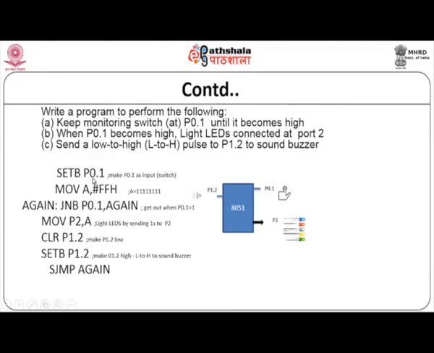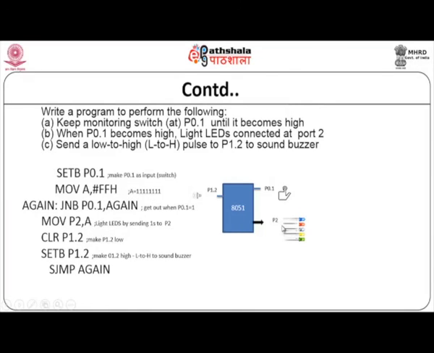So now SETB P 0.1. This makes it an input pin. Next, I am moving A equal to FF, and FF in the sense I will be having a series of 1s over there. Now, JNB P 0.1, again. What I am trying to say over here is that till the bit is not set, jump on no bit again. So it goes in a loop till I am getting a 1 at P 0.1. Once I am getting a value of 1, it comes down. Then MOV P2, A. A is having a value of 111 which is given to P2.